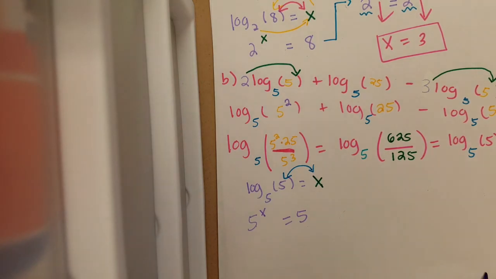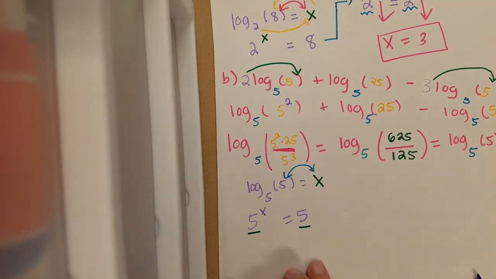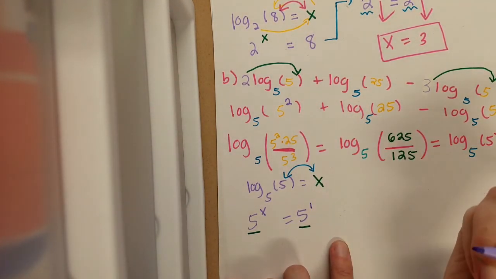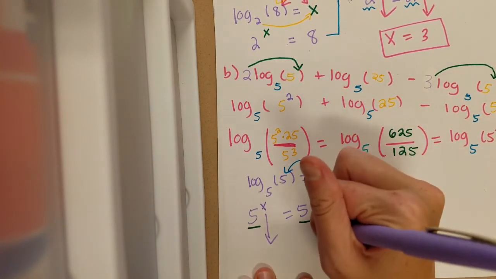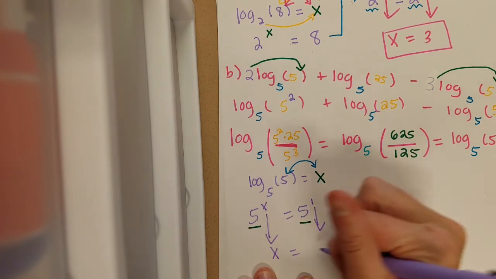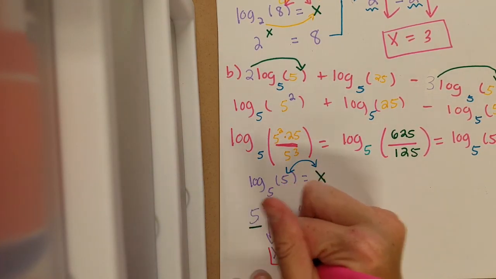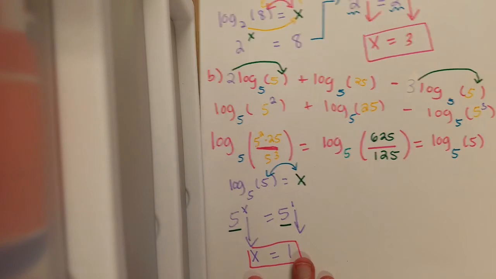Okay, which look you guys, they already have the same base. They already have base 5. And the exponent, remember if you don't see an exponent, it's secretly a 1. So now that we have the same base on both sides, we can drop down our exponents and set those equal to each other. So x is simply 1. Incredible.